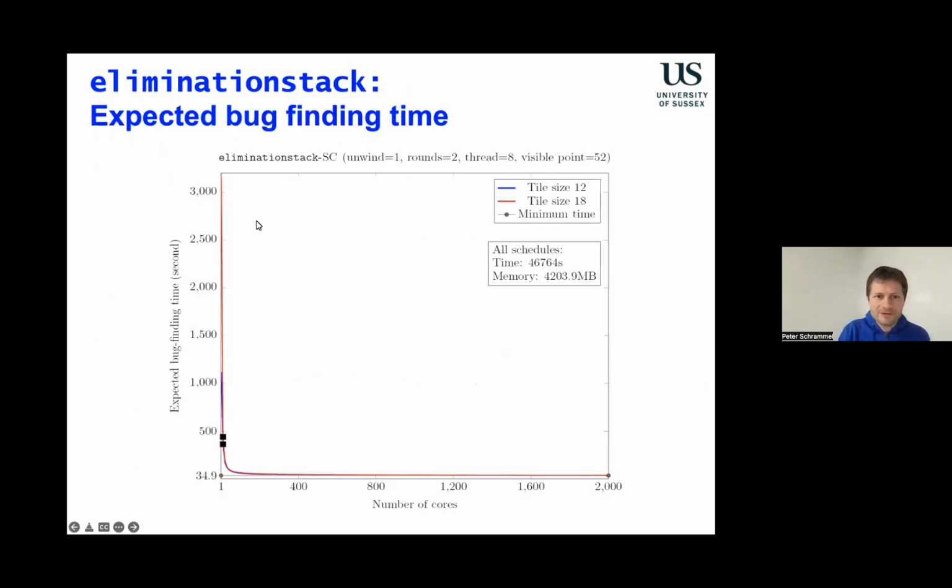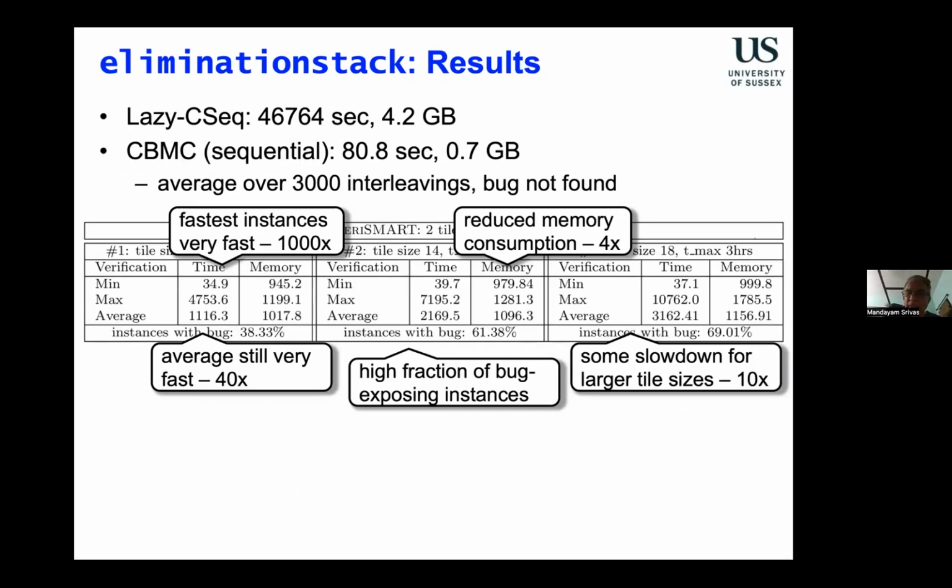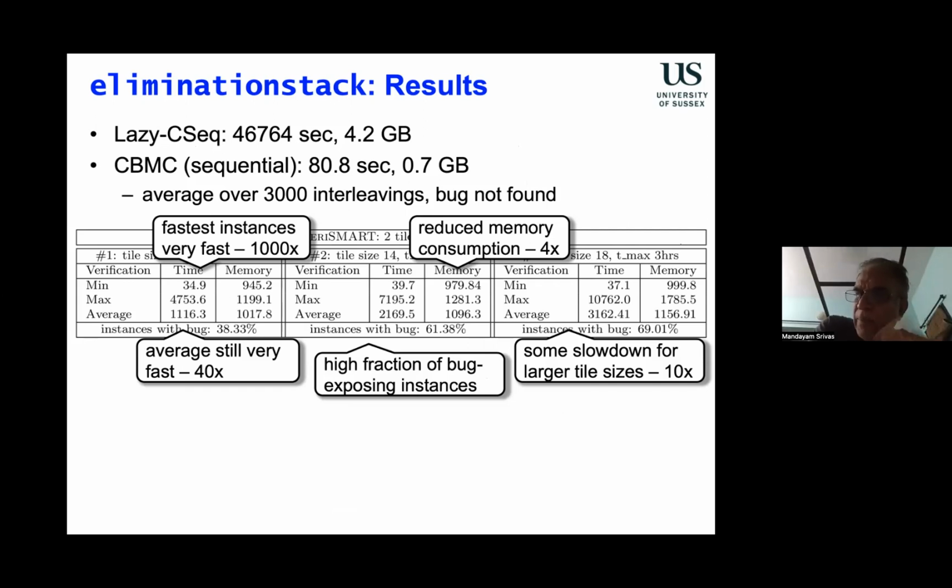So this graph actually shows you... In the previous slide, you've increased the size of the tiles. I mean, these times that you have shown with parallel execution, have you explored all possible combinations of tiles or not? No. Which means then you can't compare it to, I guess, lazy CSEC, because for a particular bound in the context switches it explores all interleavings, no?